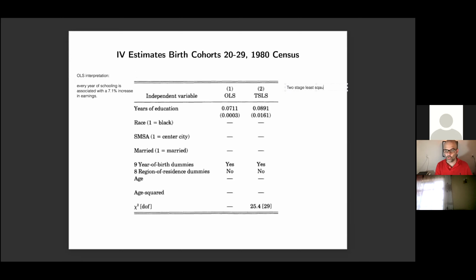Two-stage least squares. Every additional year of schooling causes an 8.9% increase in earnings, slightly larger.